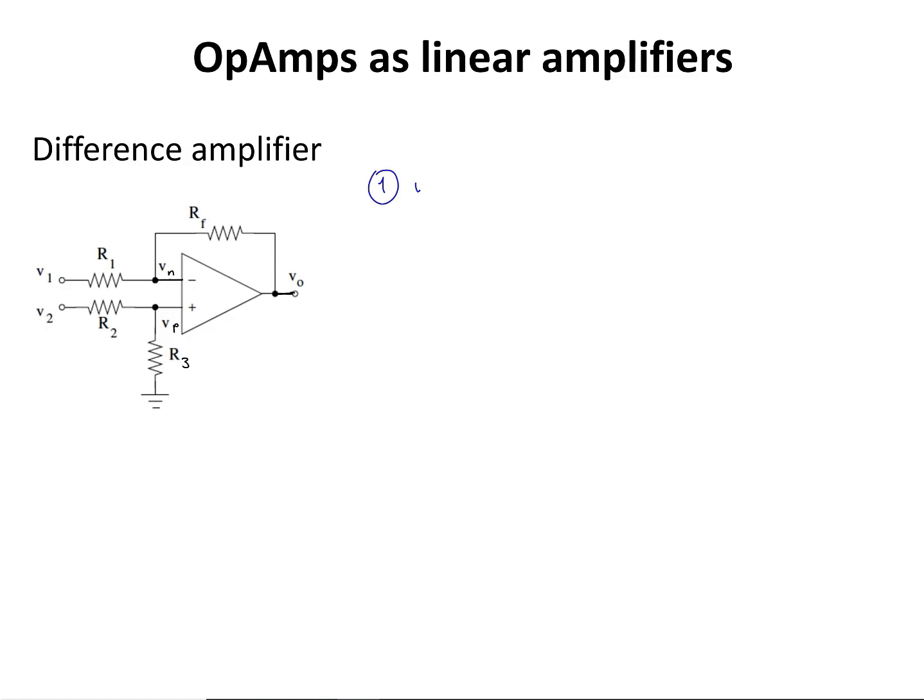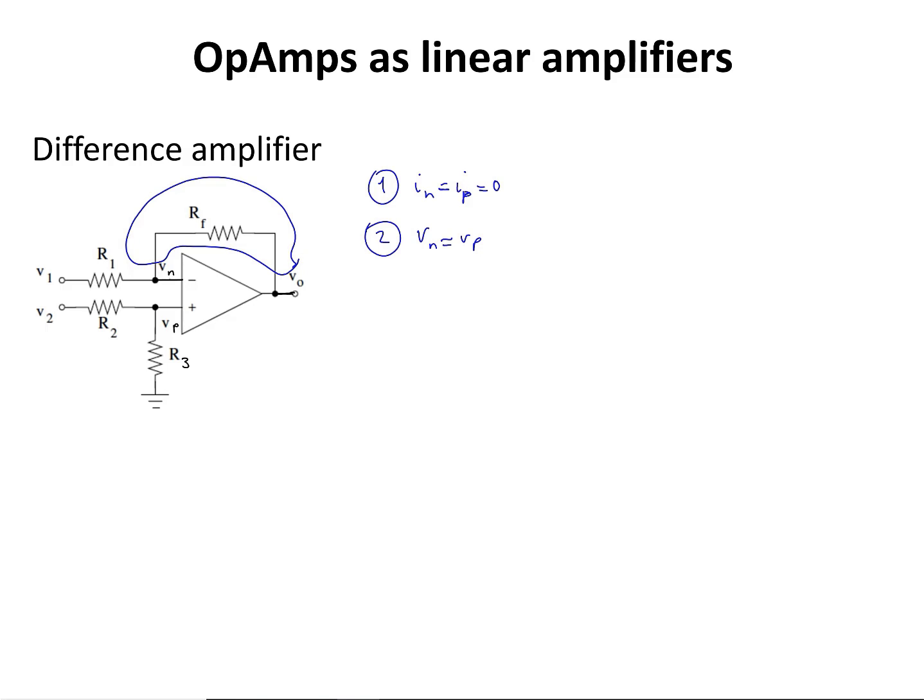Using the first golden rule, we know that IN is almost equal to IP, that is equal to 0. And because there is negative feedback in this circuit, I can see that Vout is connected to the inverting terminal of the op-amp through this RF resistor. I'm going to use the second golden rule of op-amps that states Vn is almost equal to Vp when there is negative feedback present in the circuit.